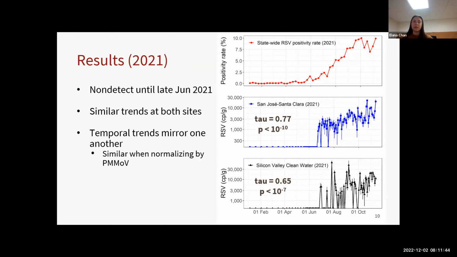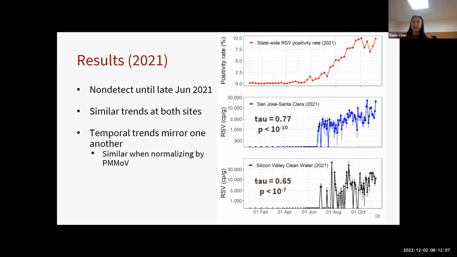So now moving on to the results, this is all for the 2021 RSV season. On the graph on the right, the top plot once again shows the RSV positivity rate across the entire state. And then the bottom two plots show the RSV concentration in gene copies per gram on a log scale. For the blue line for the San Jose Santa Clara site, which is the larger of the two, and on the bottom for the Silicon Valley Clean Water site.